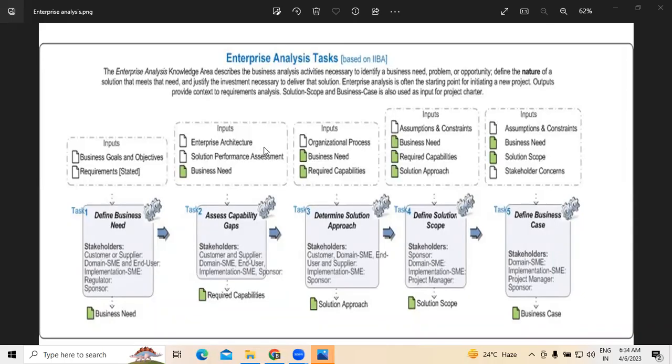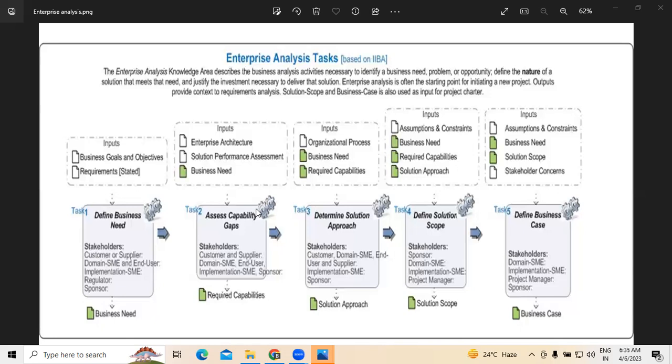Right. So what we have discussed in the previous session is assessing capability gaps. Before that, one has to define the business need. To define the business need, business goals and objectives are essentially important. So once we have defined the business need, the next thing that we have to do is to assess the capability gaps.